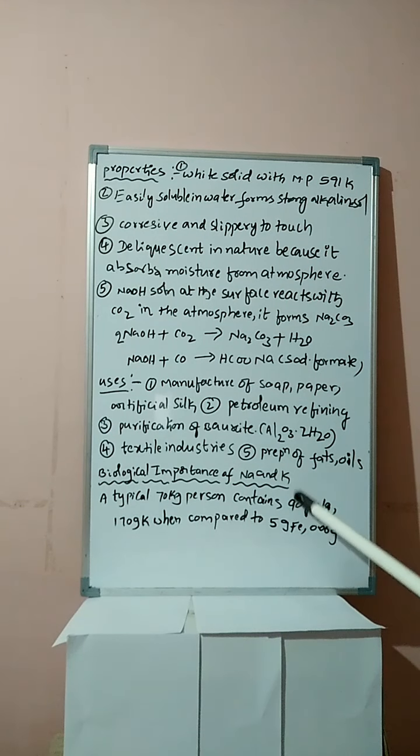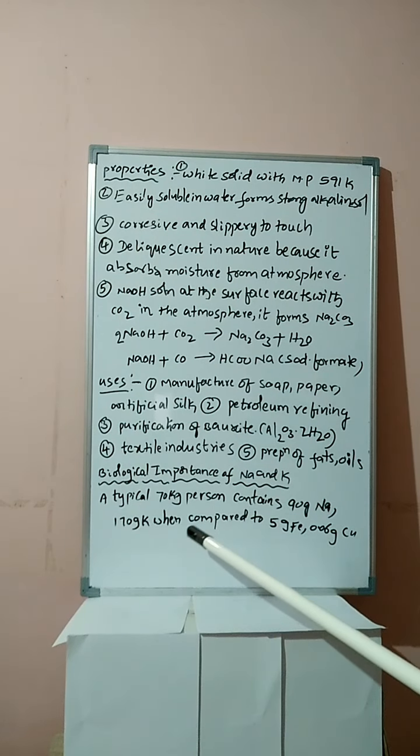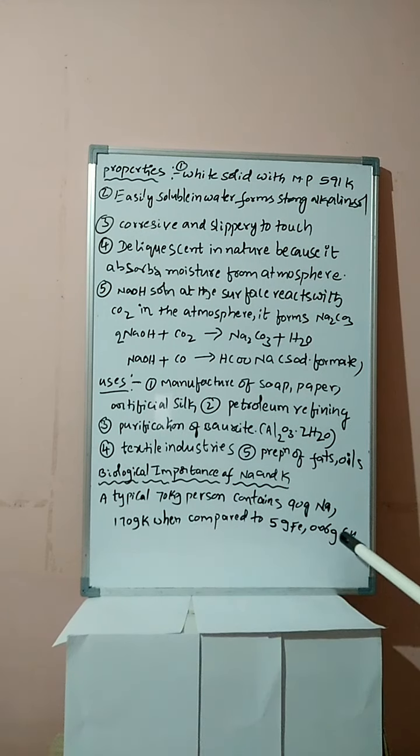Therefore, these 90 grams and 170 grams indicate the importance of those elements in the biological functions of the human body. That is, a typical 70 kg person contains 90 grams of sodium and 170 grams of potassium when compared to 5 grams of iron and 0.06 grams of copper. Remember the values, students, and copy this.